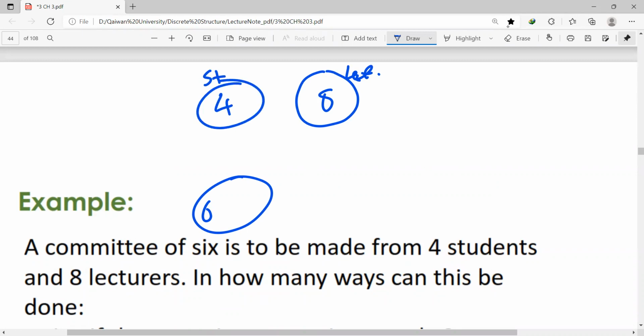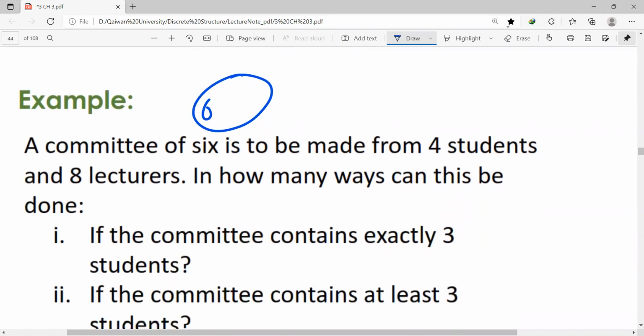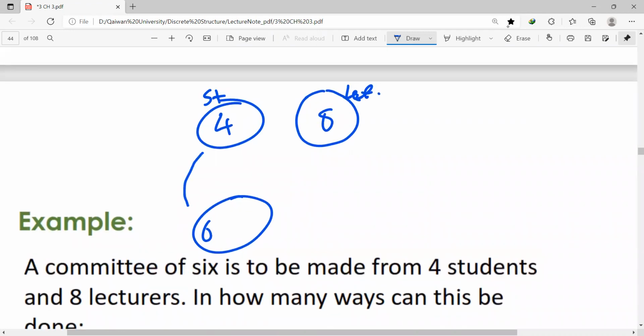From 8 students, it says the committee contains exactly 3 students. That means we choose 3 from the students. So how many more members do you need for the committee? Three more, because our committee contains 6 people, 3 of them are students, it's given that. So how many more do we need?